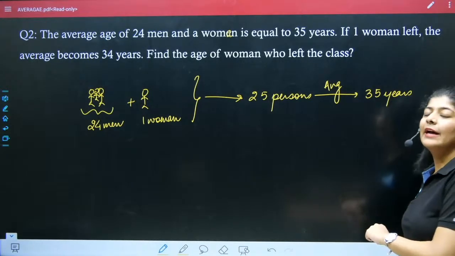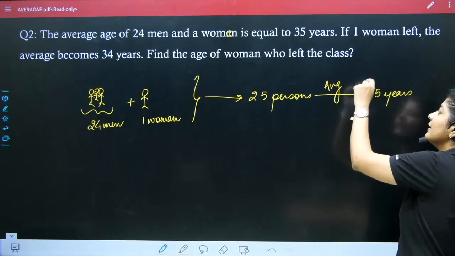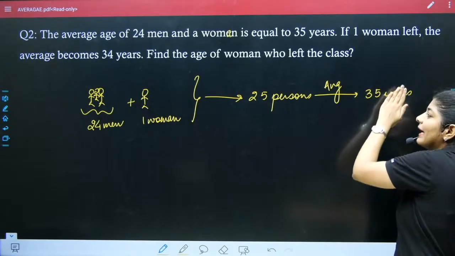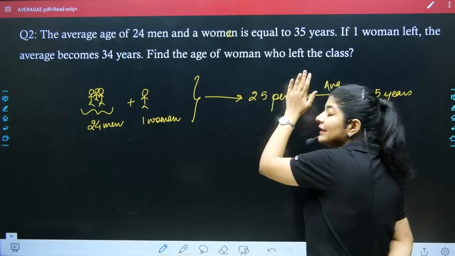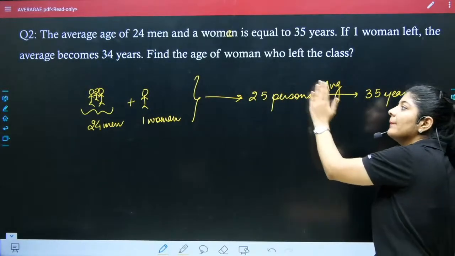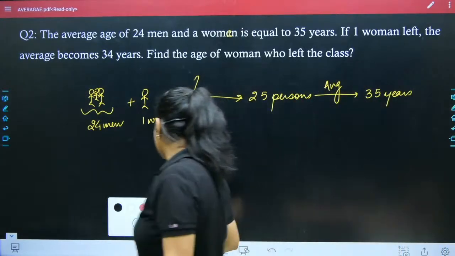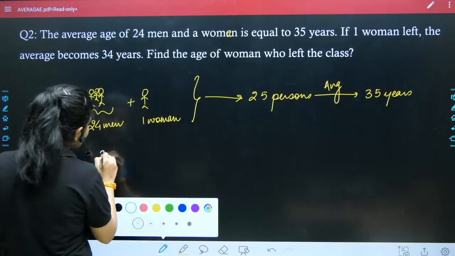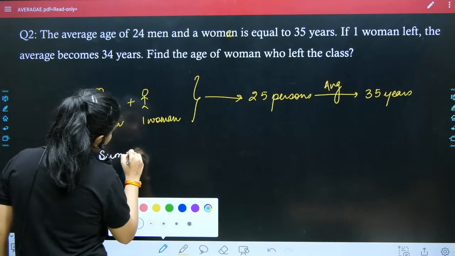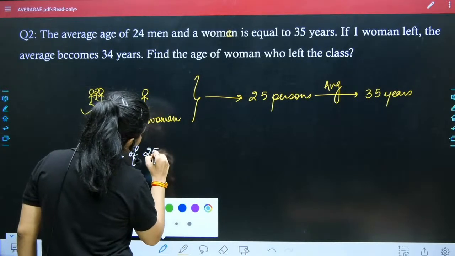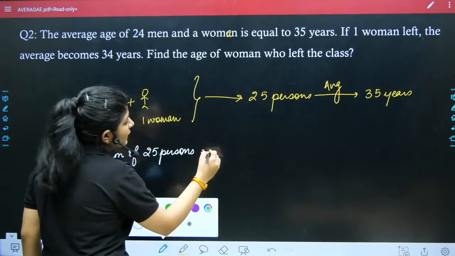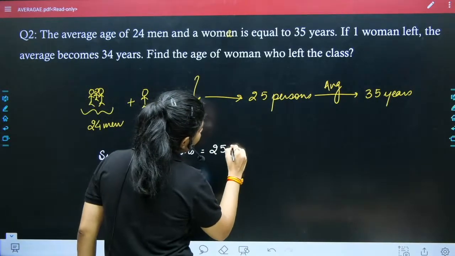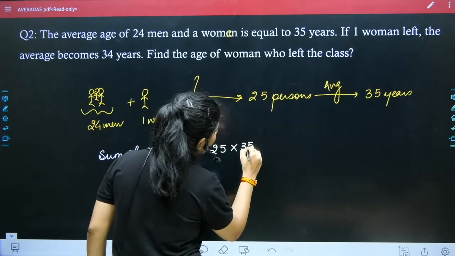Here I am having my average and the number of observations. With the help of average and number of observations, I simply calculate the sum of 25 persons, and that is equal to 25 into 35.